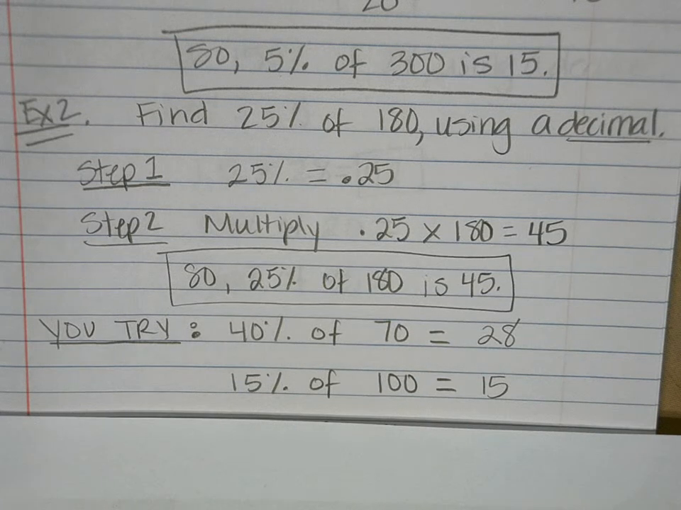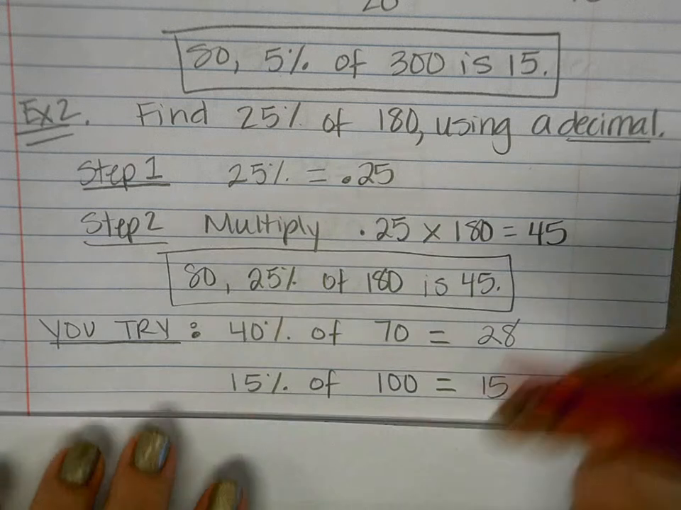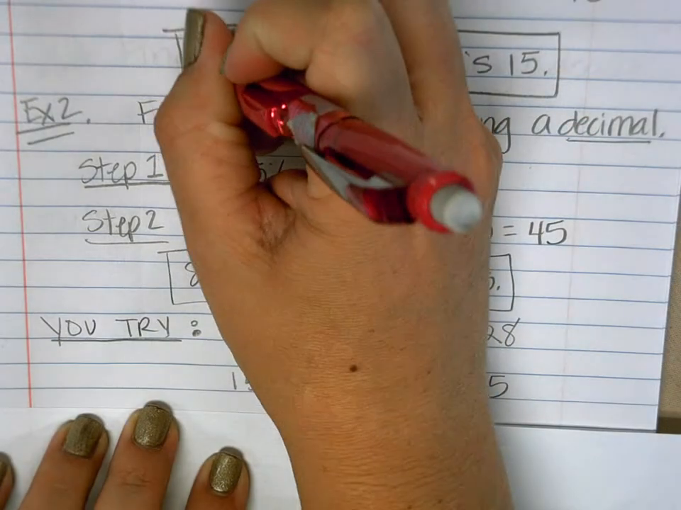Yes? You put like 80, comma 25% of 180. Why do you do this? This is not 80.